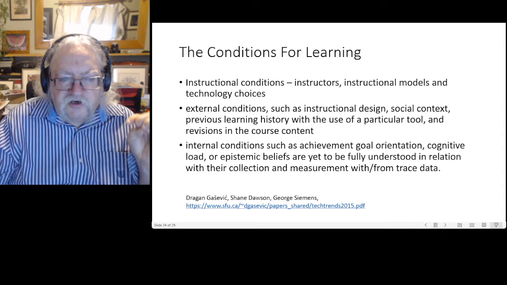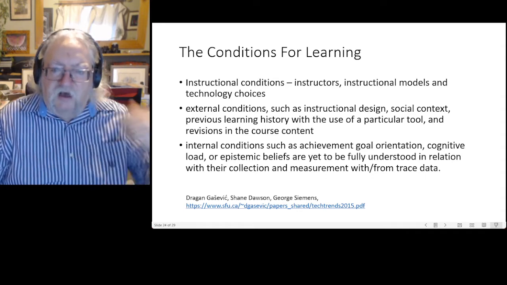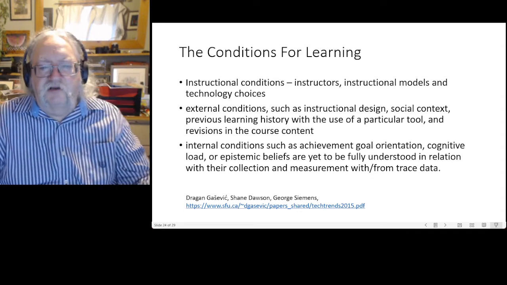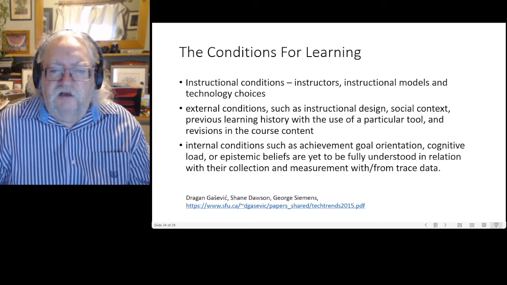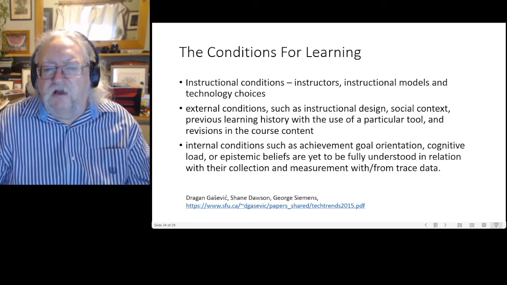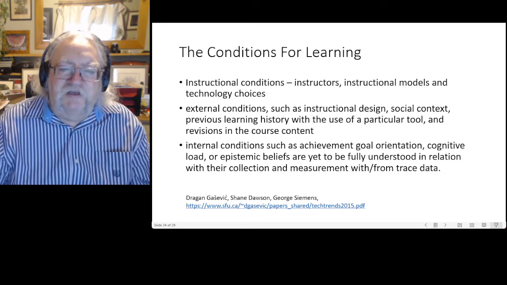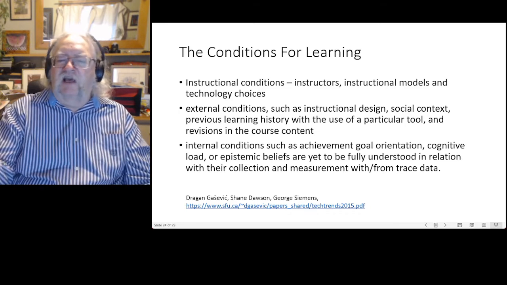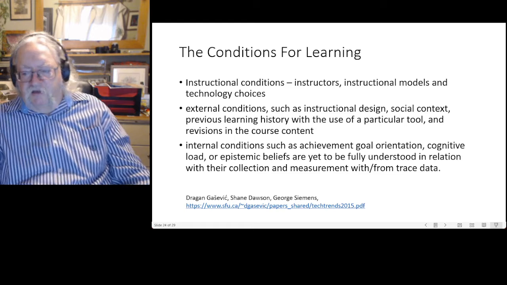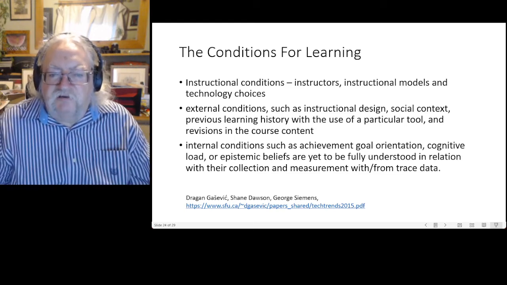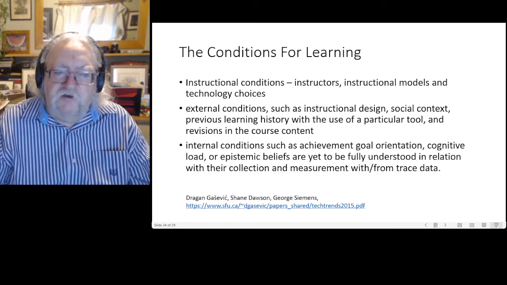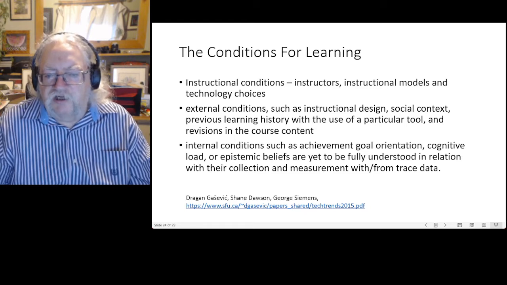And then the internal conditions, so this would be internal to the individual, such as achievement, goal orientation, cognitive load, or epistemic belief. And they say, I think very diplomatically, that these are yet to be fully understood in relation with their collection and measurement.